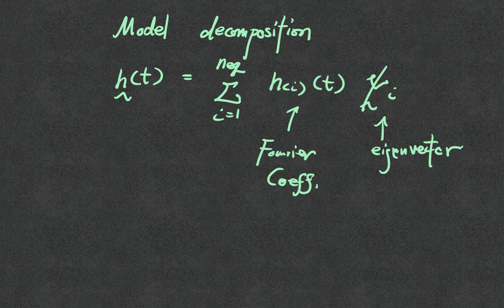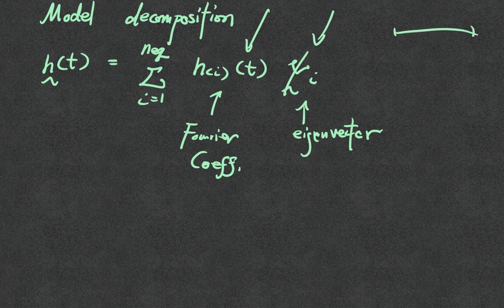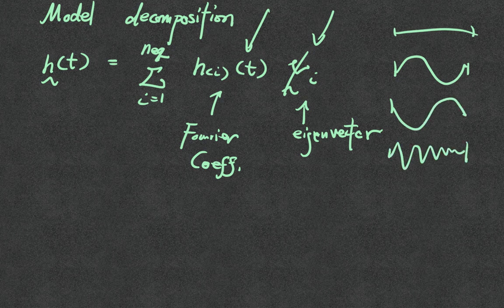Okay, so far so good. So this one gives you a value that changes over time, and this one gives you the mode shape. For example, if I have a 1D problem and I solve an eigenvector, I may have some term that looks like this, and another term that looks like this, and some term that looks like this. Etc. So this gives you the mode.